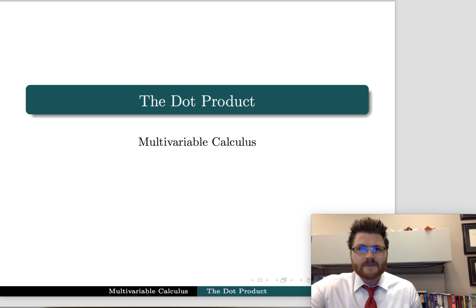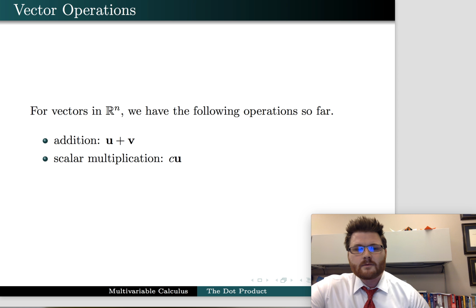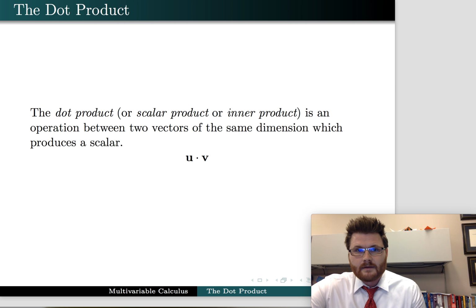Hey everybody, this video is going to be about the dot product. So far we've talked about two operations really, vector addition and scalar multiplication. We want to add to that the dot product. The dot product, sometimes also called the scalar product, because if you take the dot product between two vectors, you get just a number, a scalar.